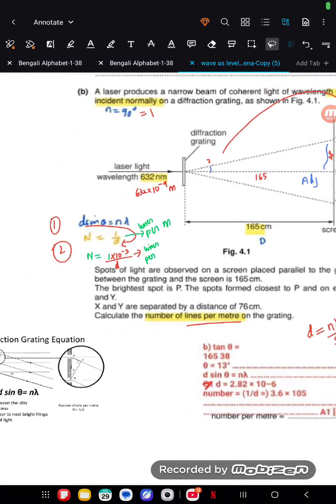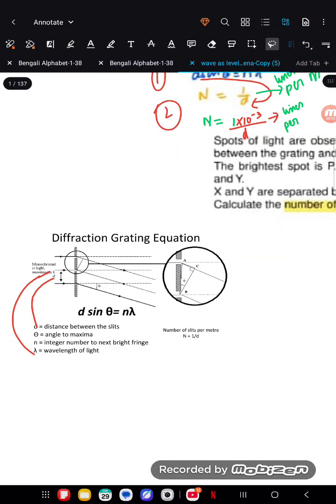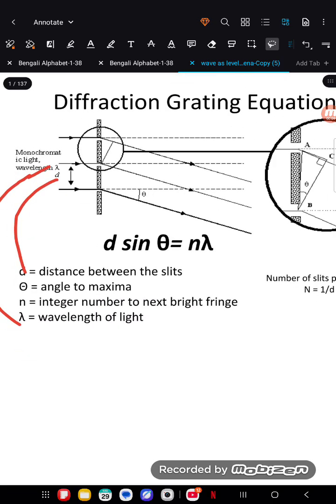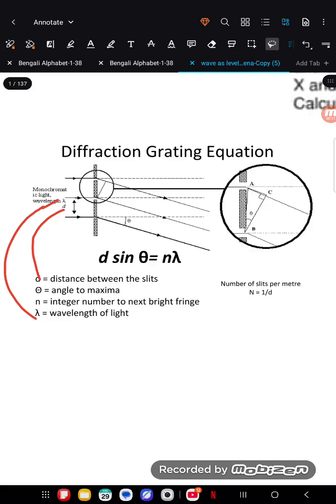And these are the wave questions. First let me give you a little bit of explanation. The diffraction grating equation is d sine theta equals n multiplied by the wavelength. Okay, d sine theta is equal to n multiplied by wavelength.